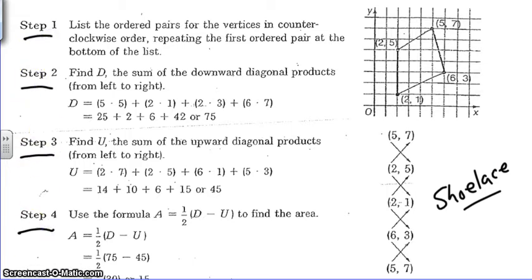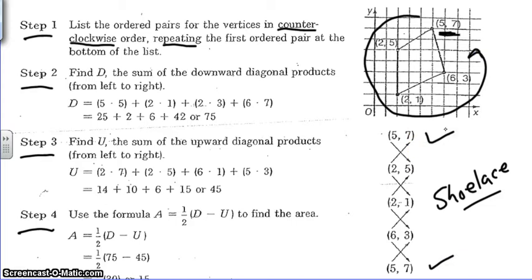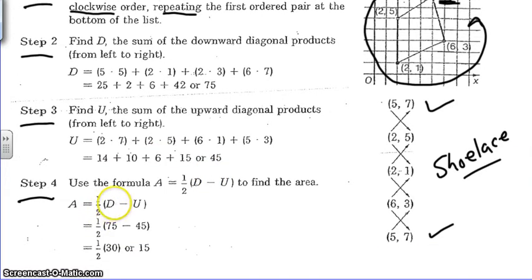I'd like to point out 2 important steps before we actually move on to the first example. Number 1, list the ordered pairs of the vertices in counterclockwise order, repeating the first ordered pair at the bottom of the list. So you can see our example over here to the right. They started with 5, 7. They went counterclockwise all the way around the figure, and then they repeated the first ordered pair. Very important. Then they took the downs, they multiplied the downs, so it's making this shoelace pattern over here. They took the downs, multiplied those all together and added them. Then they took the up diagonals, again making that shoelace pattern, multiplied and added them together. And then the formula is 1/2 the downs minus the ups.